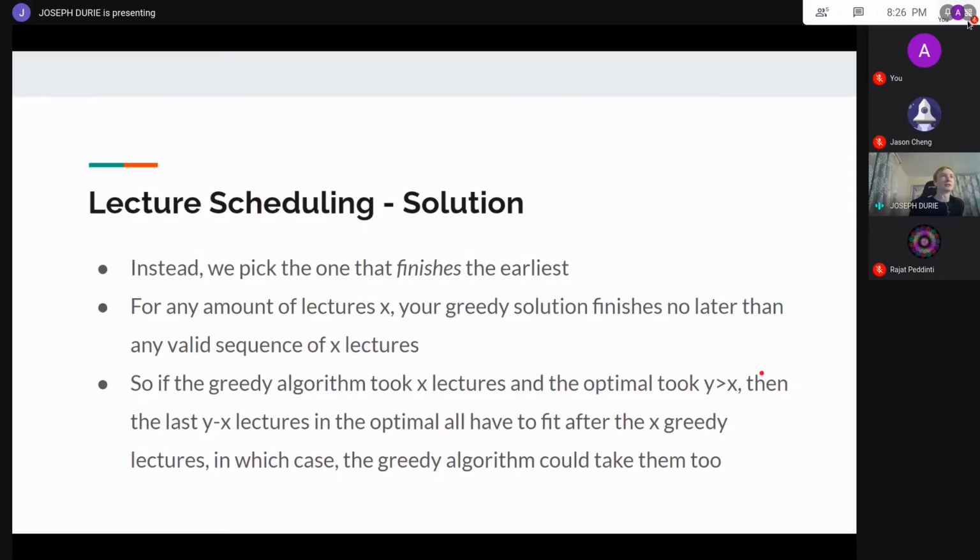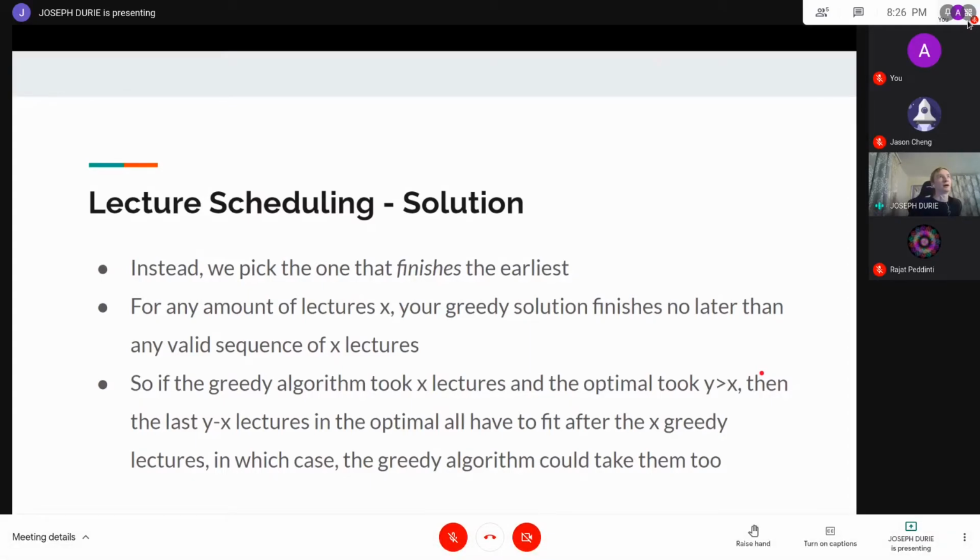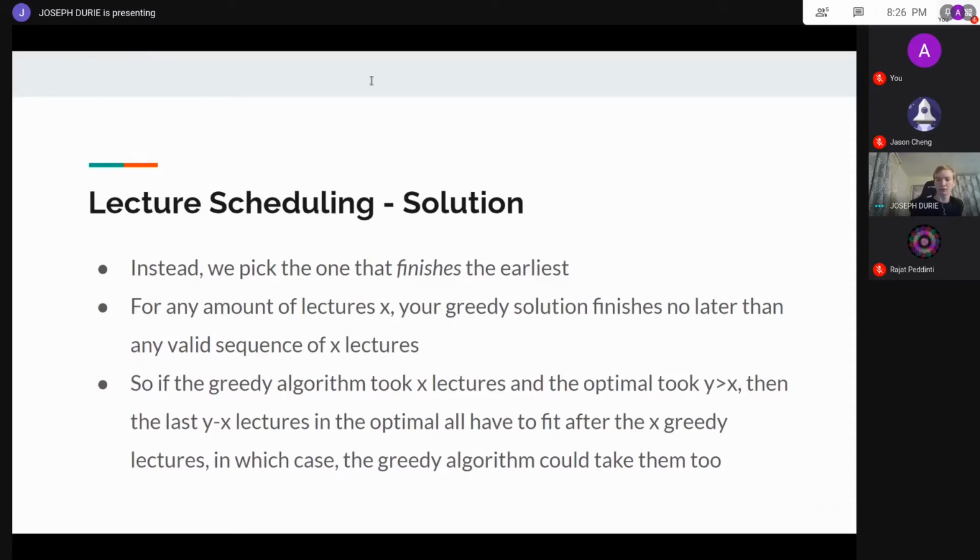So again, this is also kind of similar to what we're going to talk about with the exchange argument in a bit, where you're considering the greedy versus the optimal solution. Okay. Anything else on this? All right.